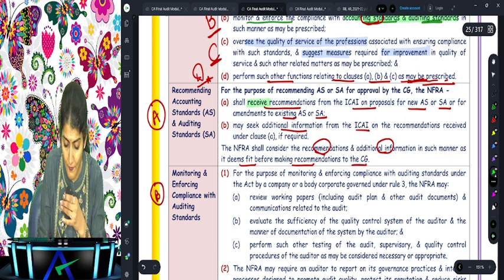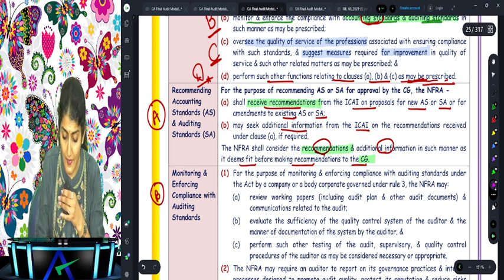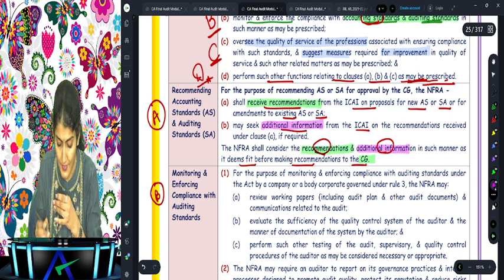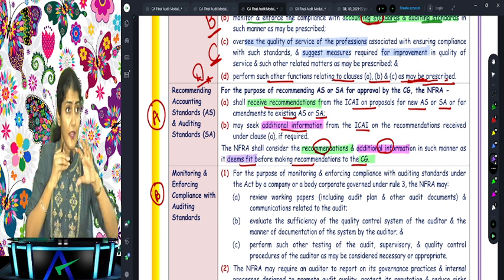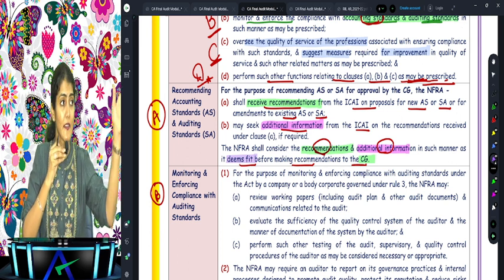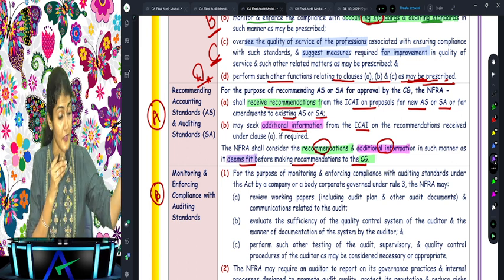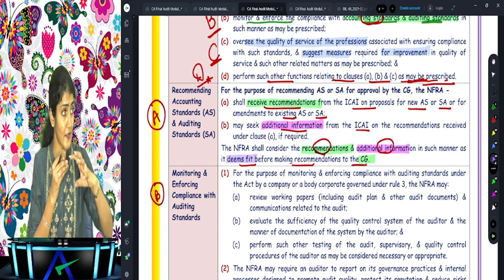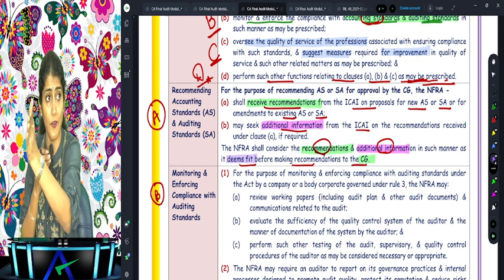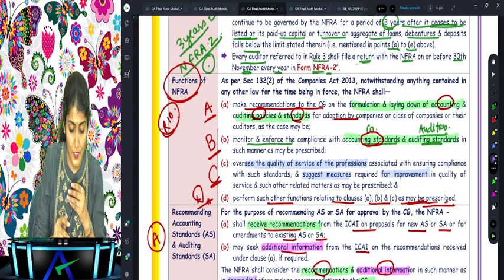So what they will do, they will receive the recommendations. Then they will seek additional information, and that additional information, as it deems fit, they will consider and then make the recommendations to the CG. Are you understanding? So they are like the in-between, the mediator between the ICAI and the CG. They will receive recommendations from ICAI. They can also seek the additional information from the ICAI. And then, as deemed fit, they will further pass it on to the central government. So that's the first one. Are you getting the functions of NFRA?